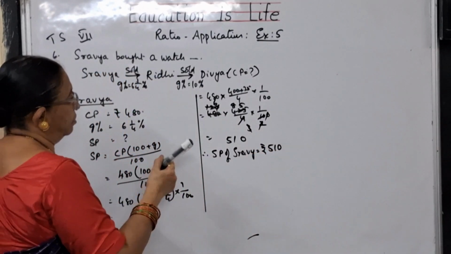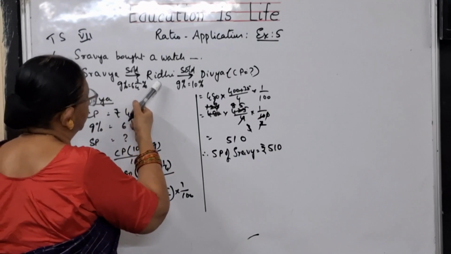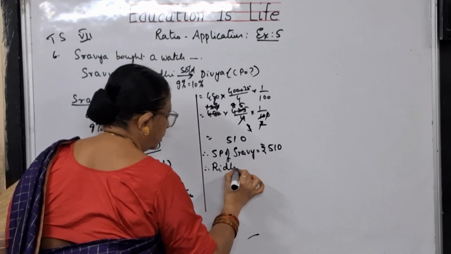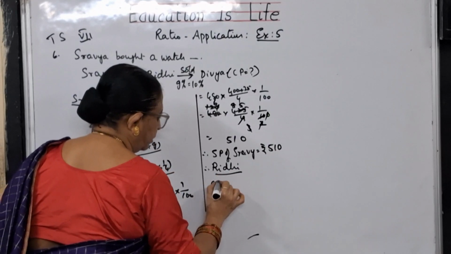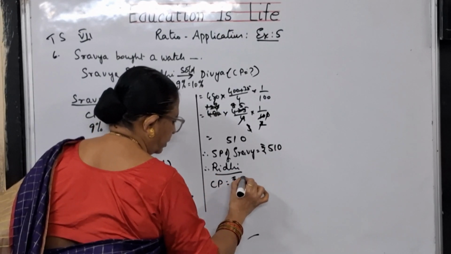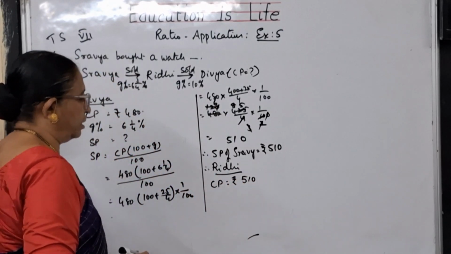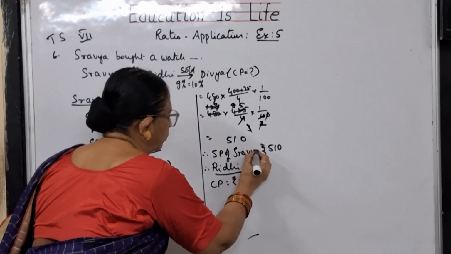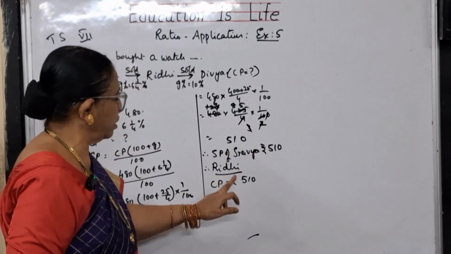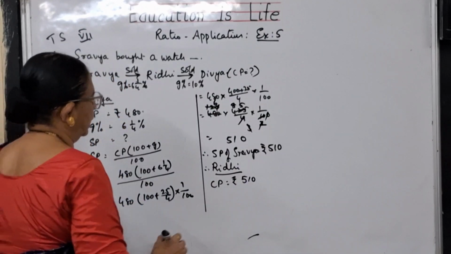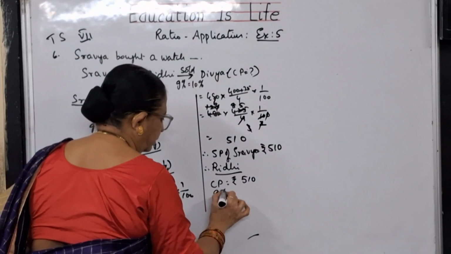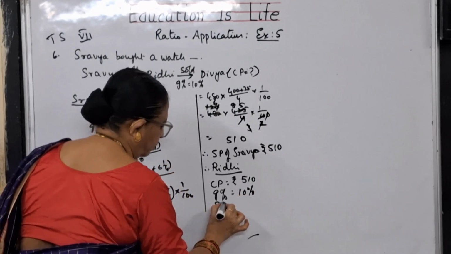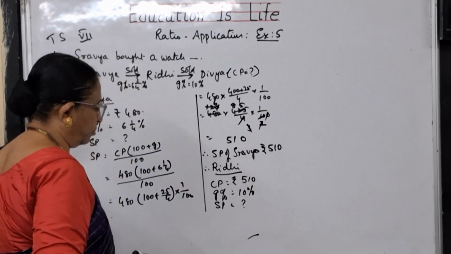This selling price, to whom has Shravya sold? To Ridhi. Therefore, for Ridhi, the cost price becomes rupees 510. I hope I am clear. With whatever price Shravya has sold, that amount becomes the cost price for Ridhi. And for her the gain percent is 10%. So now you have to find out what the selling price is for her.